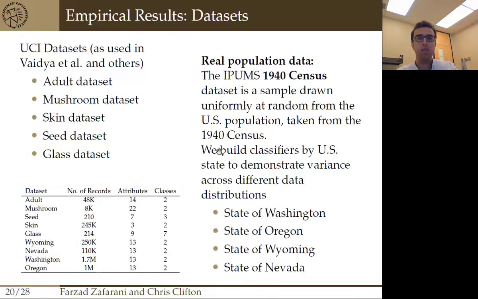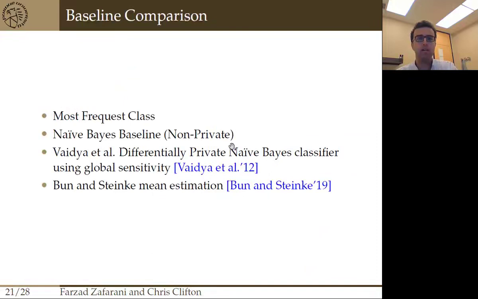Okay, we finally do some experiments on the UCI datasets, including adult dataset, mushroom, skin, seed, and glass. We have also tested our algorithm on the 1940 census dataset, which is a sample drawn uniformly at random from the US population from the 1940 census. We have built the classifier for 4 different states, including Washington, Oregon, Wyoming, and Nevada. And as a baseline comparison, we have compared our algorithm with the most frequent class, the non-private naive Bayes classifier, the differentially private naive Bayes classifier using global sensitivity by Vaidya et al., and, as noted by the reviewers, Bun-Steinke's mean estimation algorithm.